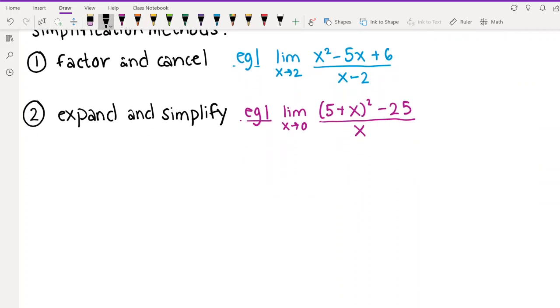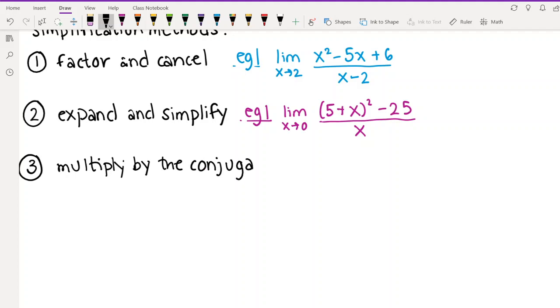Okay, so the third method that we're going to be talking about in this video is multiplying by the conjugate. We'll talk about what that means in a moment, but I want to first show you the type of example where you're going to be using this method. You're going to be multiplying by the conjugate basically in any circumstance where your limit involves a square root. A typical example, and we'll do this one later in the video, would look something like this.